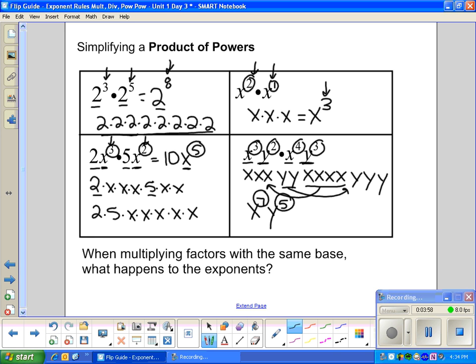So when I'm multiplying factors with the same base, what happens to my exponents? I add them. I only add the exponents for the same base.